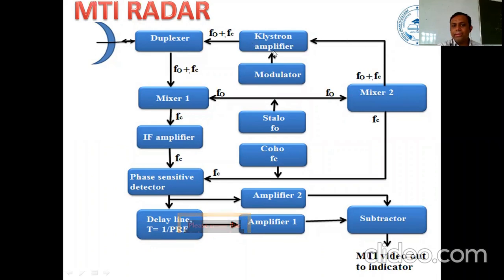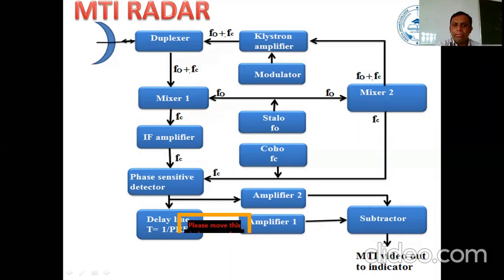The output of the mixer is given to a klystron amplifier, which is a type of microwave amplifier. Why are we using a klystron amplifier? Because in radar we make use of microwave signals, so the amplifier we use should also be a microwave amplifier. Along with amplification, we also go for modulation. So we amplify and modulate the signal, and we get F0 plus Fc, which we give to a duplexer.